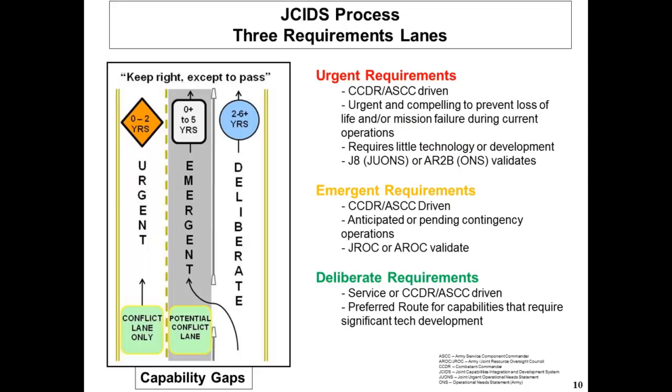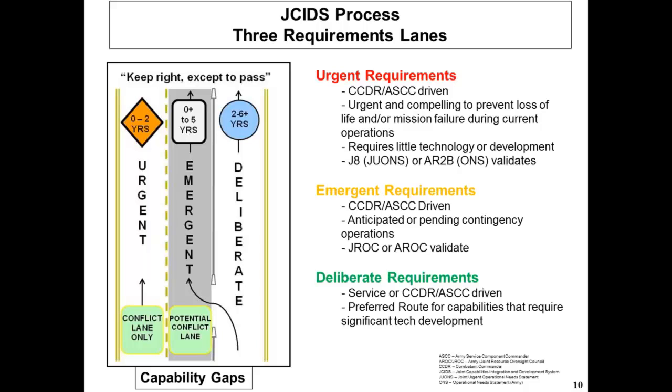So yes, this takes a long time, but there are reasons this takes a long time. And believe us, you want it to take a long time, because if you want it fast, you're going to get it fast. But that also means that you're going to either have waste of money, or you're going to develop the wrong thing, or it's going to have a capability that's not actually going to work. All right, so the 3 lanes, you have urgent, emergent, and deliberate.